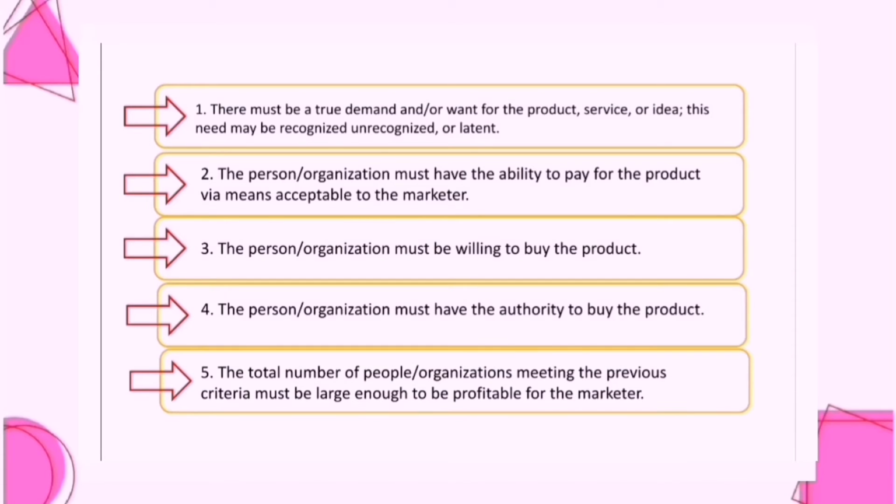The last criteria is the total number of people or organizations meeting the previous criteria must be large enough to be profitable for the marketer. Dapat yung total number ng people or organization must be large enough compared to the previous number of people or organization who meet the previous criteria so that it will be more profitable for the marketer. It is necessary that these criteria must be met by a group of people or organizations because failure to achieve even one of the criteria may negate, reject, or deny the success of a market.